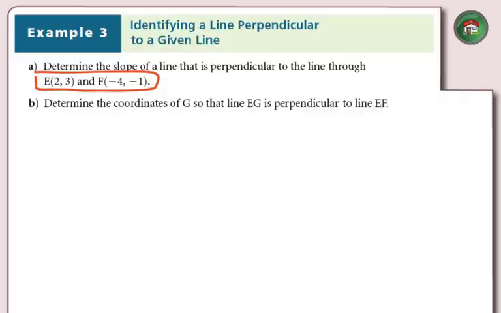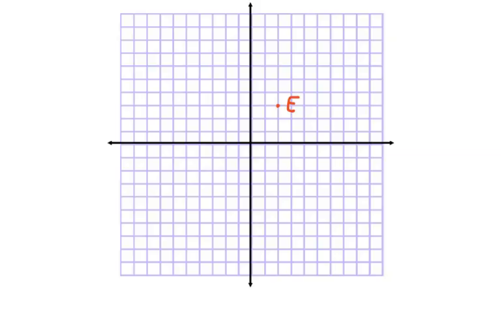F is at -4, -1, which will be there. Let's draw that a little more accurately. And the line would look about like that. I don't have a straight line drawing tool, so I can't go absolutely perfect.